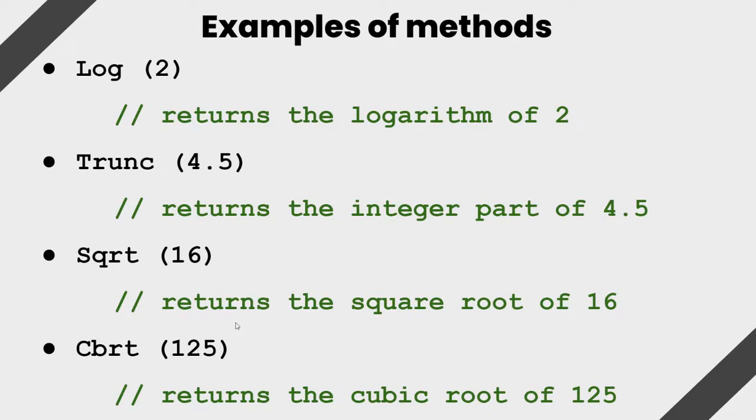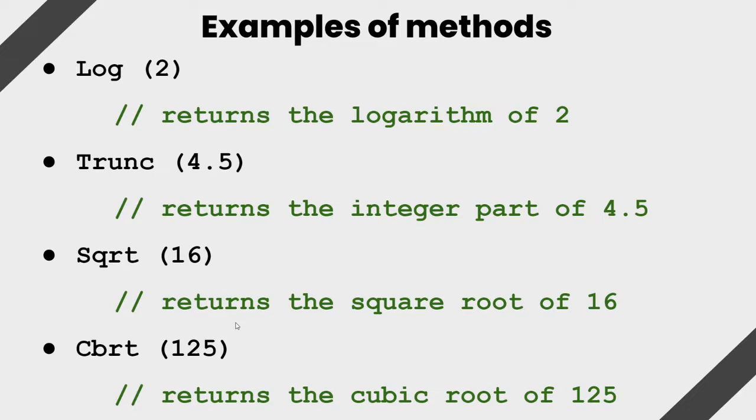So here are also some brief examples of the methods in Math. On the first example, you can see that it is log with the parentheses and 2 being inside it. So this particular method would return the logarithm of 2. Next, we have the truncation method.